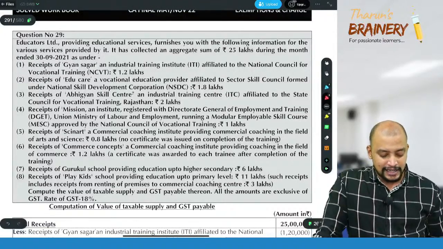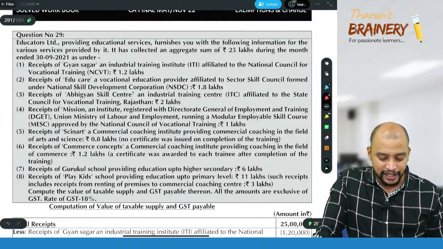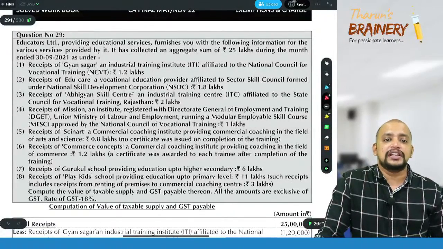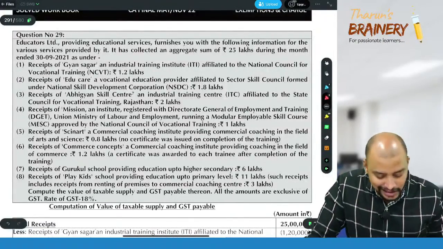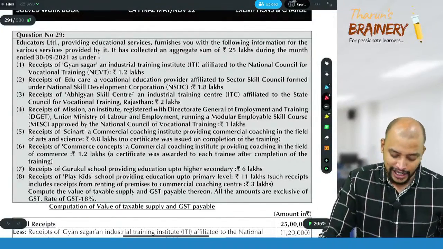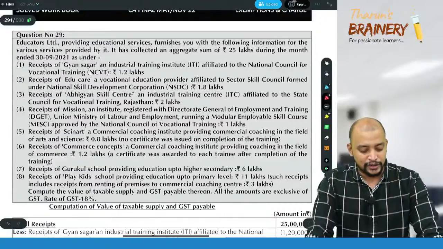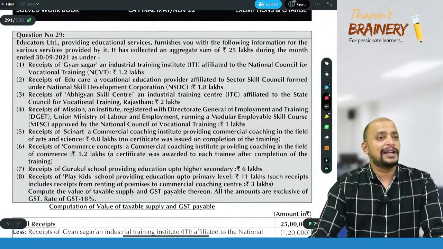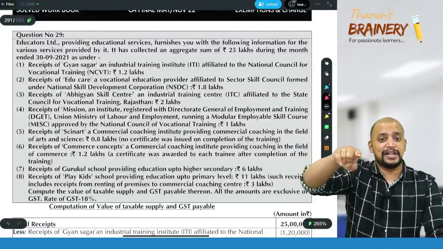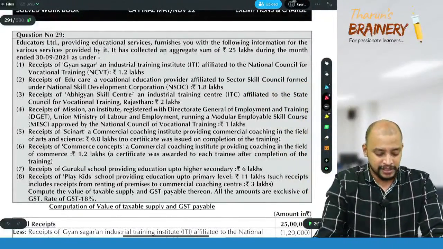Receipts of Gyan Sagar, an Industrial Training Institute affiliated to NCVT. ITI affiliated to NCVT. Is it an educational institution? Yes. Therefore, that is exempted. Receipts of Educare, a vocational education provider affiliated to Sector Skill Council formed under NSDC. Yes. So, NSDC, SSC, assessment agent or training partner, exempted.